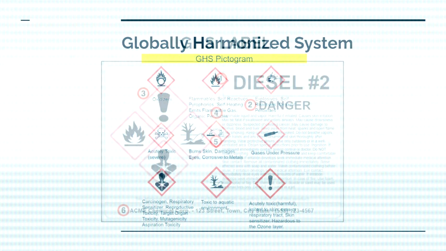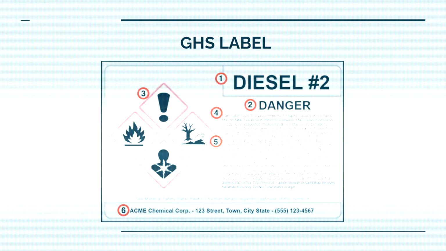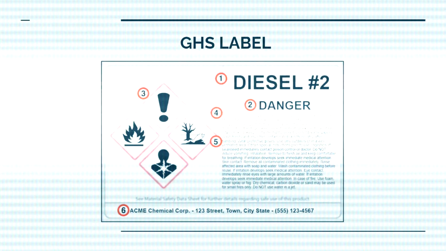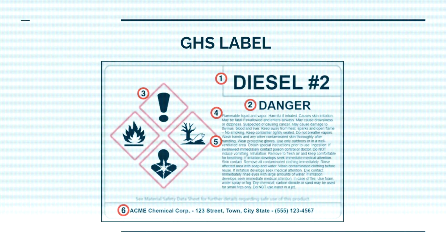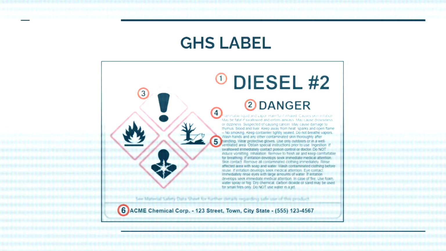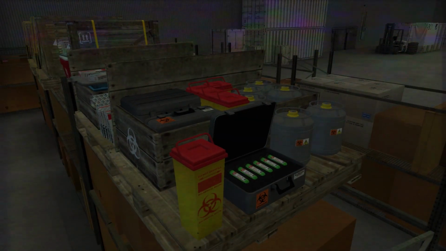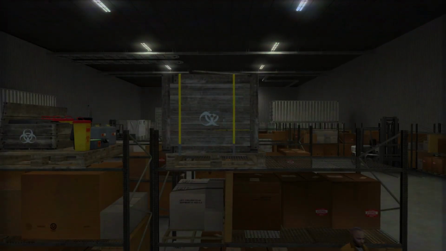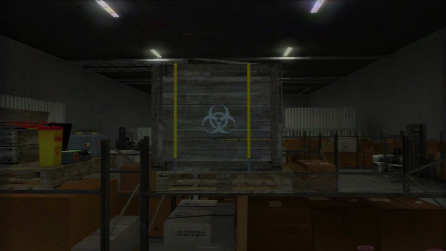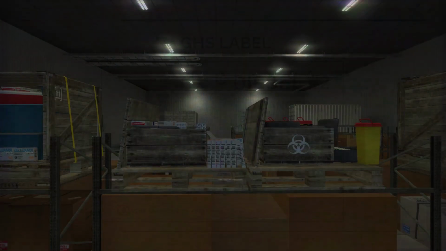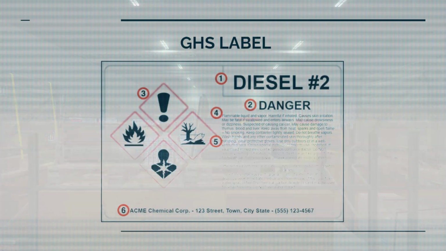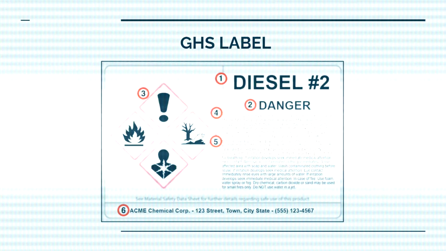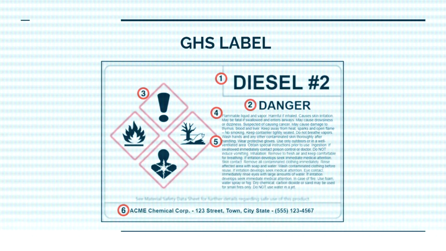A GHS label must contain hazard statements. A signal word is used to indicate the severity of the hazards presented by the chemical, such as danger or warning. Danger indicates a more consequential hazard than warning. Labels for mixtures of hazardous chemicals must include the more severe signal word. Example: if one chemical requires danger and the other requires warning, danger is used as the signal word for the mixture.